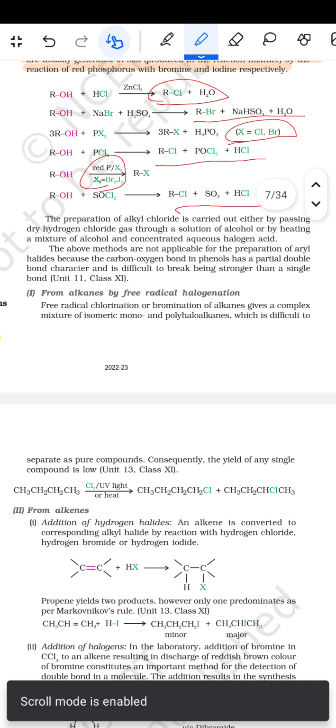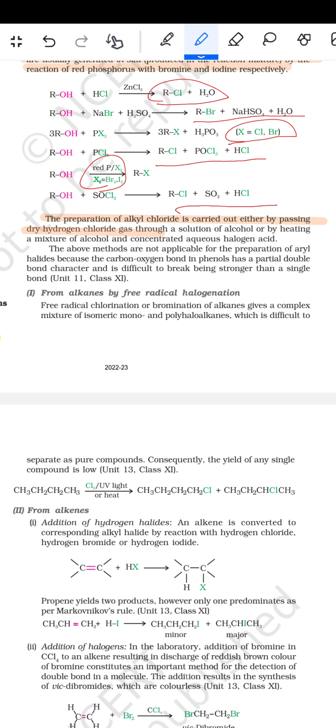The preparation of the alkyl chloride is carried out either by passing dry hydrogen chloride gas through a solution of the alcohol or by heating a mixture of the alcohol and the concentrated aqueous halogen acid. The above mentioned methods are not applicable for the preparation of aryl halides because the carbon-oxygen bond in phenols has a partial double bond character and is difficult to break, being stronger than a single bond.